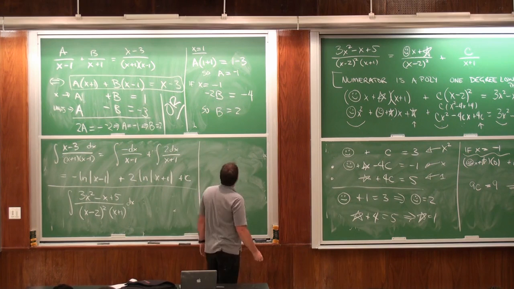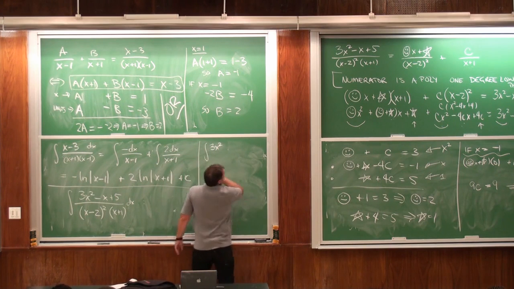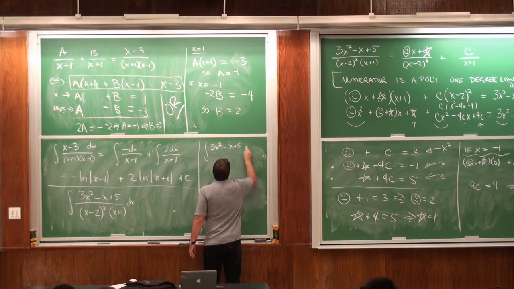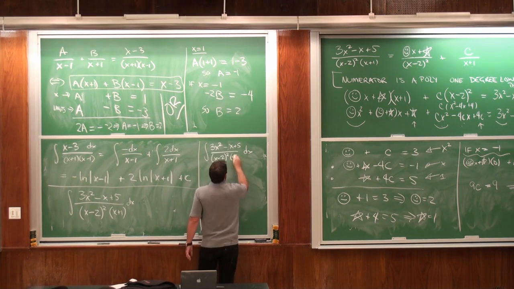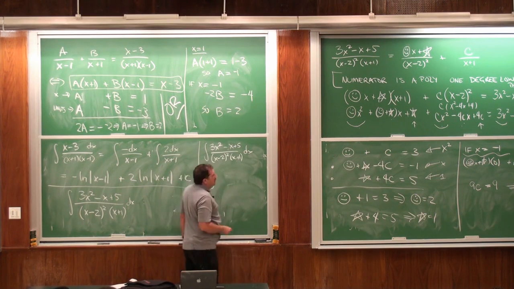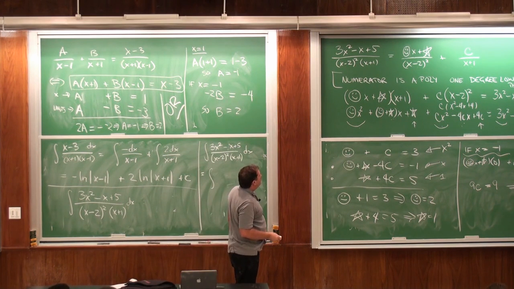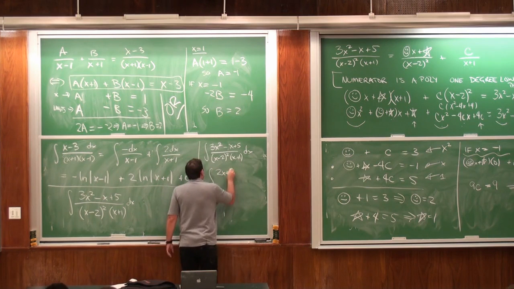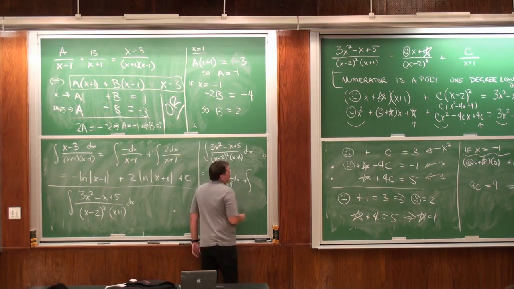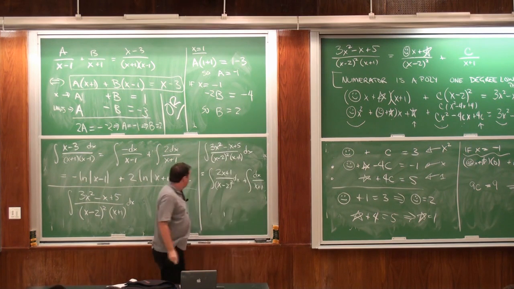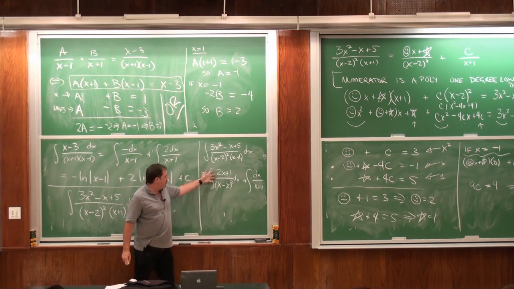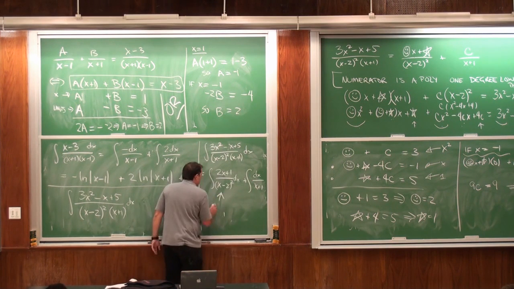So that means that the integral of (3x squared minus x plus 5) dx over whatever all the junk is, (x minus 2) squared times (x plus 1), is the same thing as the integral of, I've lost who's what, smiley is 2x plus 1 over (x minus 2) squared dx, and C is 1 dx over x plus 1. And then this guy you can do by substitution, and this guy is a log, so away you go when you stop there.